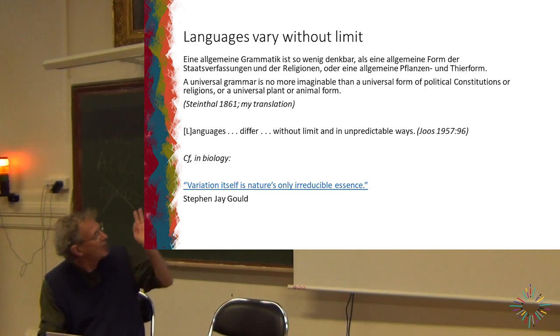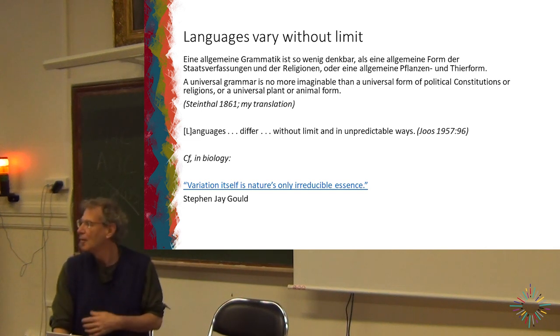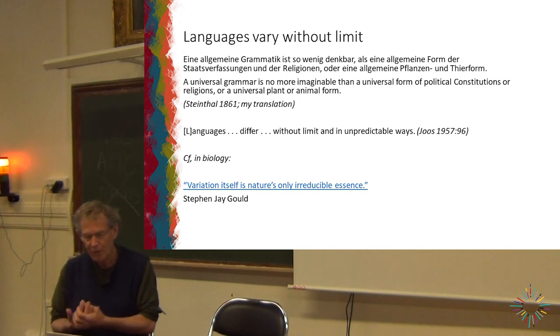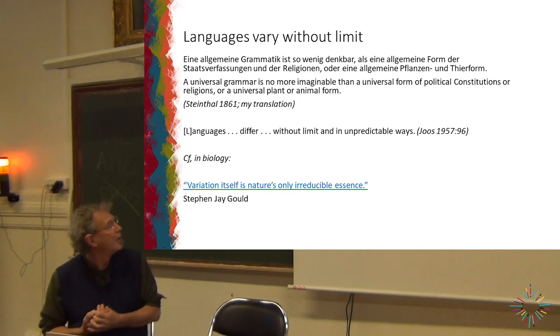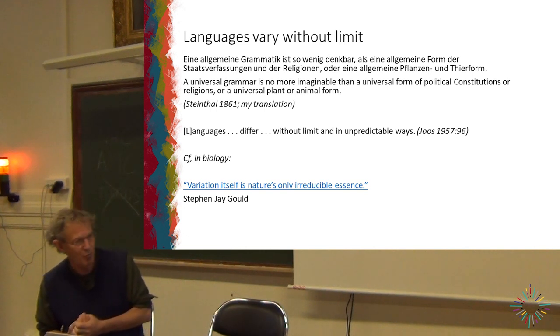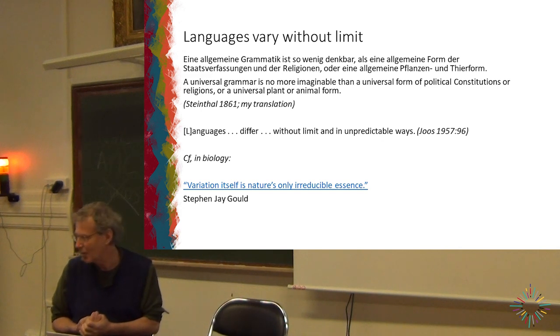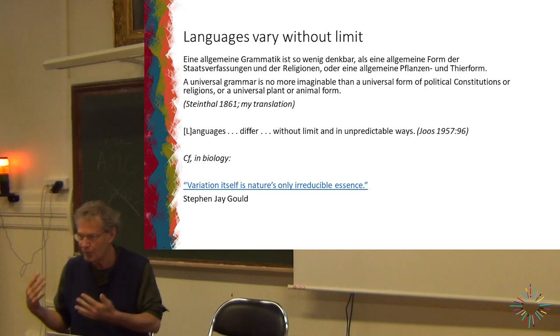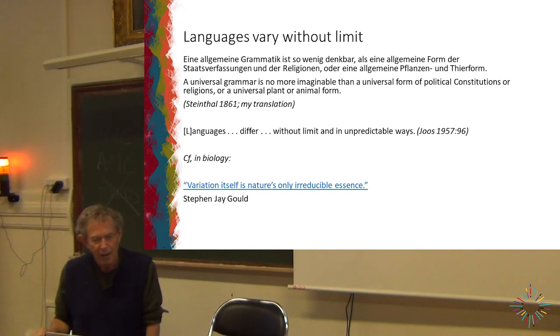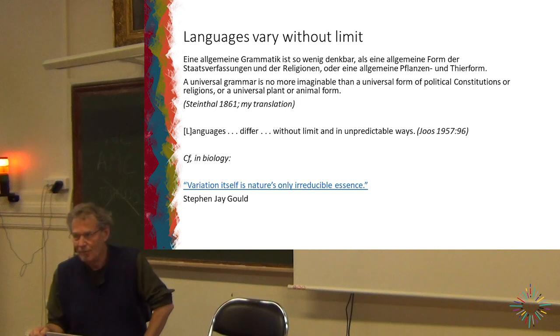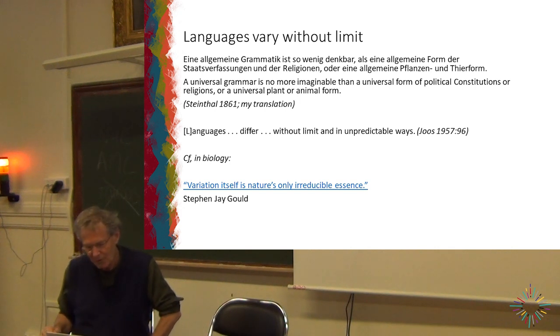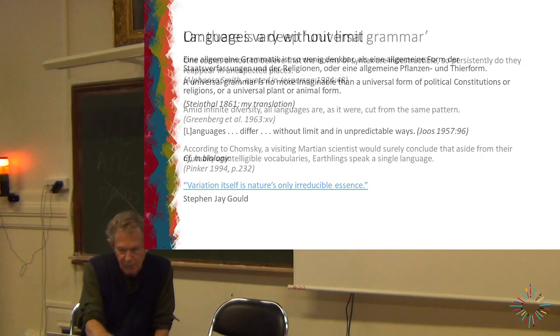And I think it's worth adding that quote from Stephen Jay Gould, who you will know is one of the great theorists of evolutionary biology: variation itself is nature's only irreducible essence. When he means nature, he means biological nature, I think. He's not talking about subatomic particles or things like that. So it's a view that's surfaced in biology as well as in linguistics.